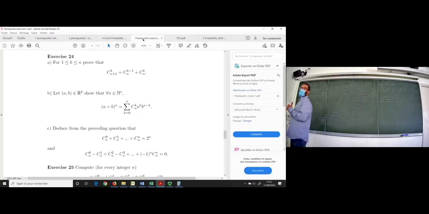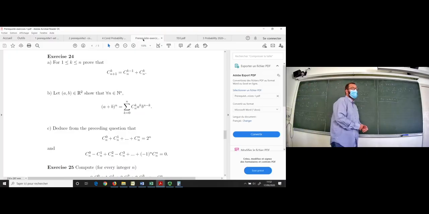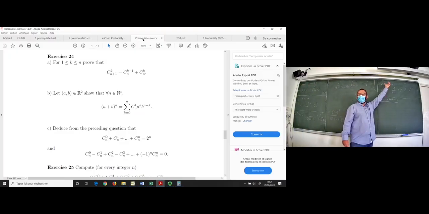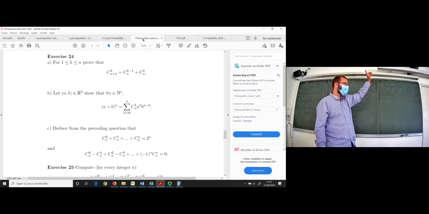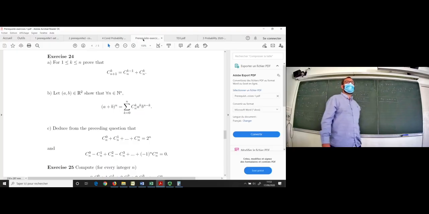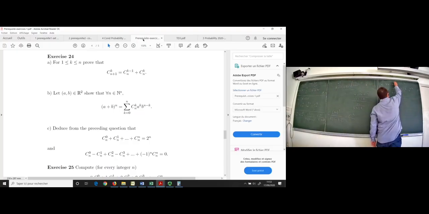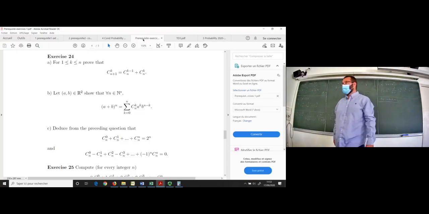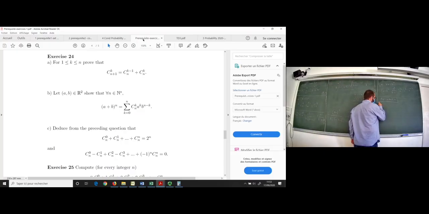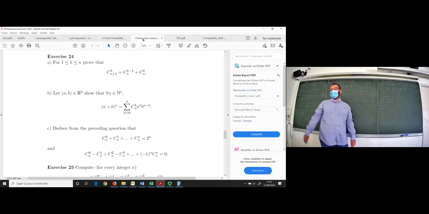So for the induction, I have two steps. Initialization, heredity. So let's start with the initialization. The initialization is to prove that it's true for the first n. What is the first here? The first is n equal to 0. No, so it's n belonging to N star, so it's n equal to 1 here. So for n equal to 1, I initialize my reasoning. And I have to prove that the formula is correct for n equal to 1.